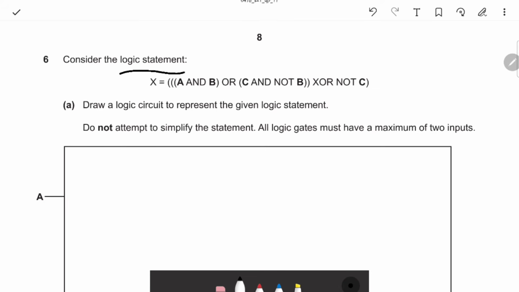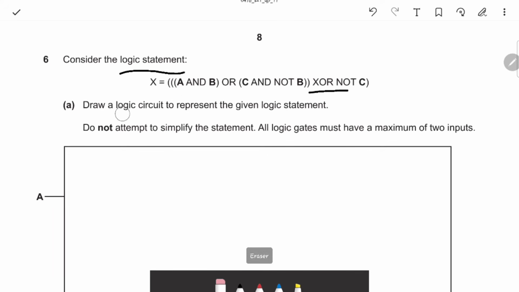So here is the logic statement. They've given us a very long logic statement right here with so many AND, OR, NOT, and stuff like that. We are supposed to make a logic circuit from this logic statement. So let's start with doing this.